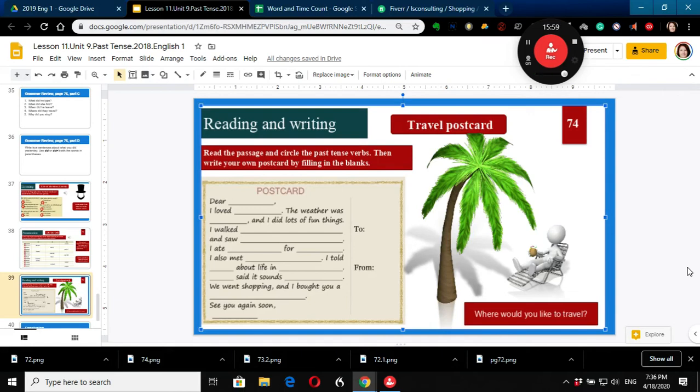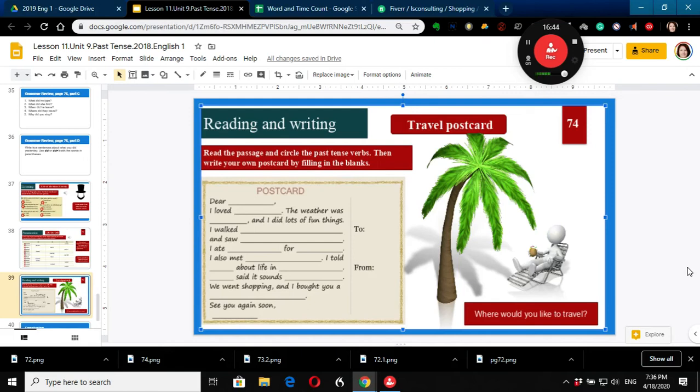Okay. So, dear somebody, I loved something. The weather was something. And I did a lot of fun things. I walked somewhere and I saw something. I ate something for breakfast, lunch, dinner, or a snack. Okay. I also met, who did you meet there? I told somebody about life in somewhere in South Korea or Busan or wherever. And the person said it sounds good, awesome, whatever. We went shopping and I bought you a whatever. See you again soon.